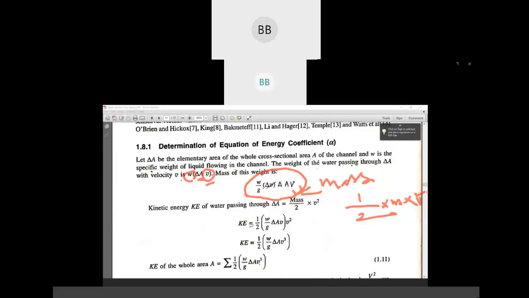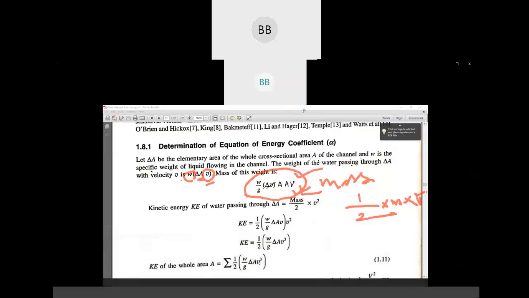So now here in kinetic energy, in place of mass, we are going to substitute this equation again. Specific weight divided by acceleration due to gravity, multiplied by del A, multiplied by velocity, and then this v square.